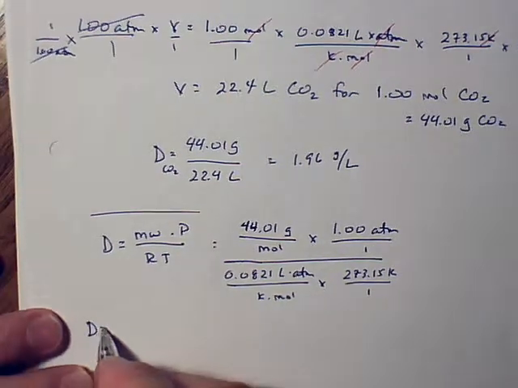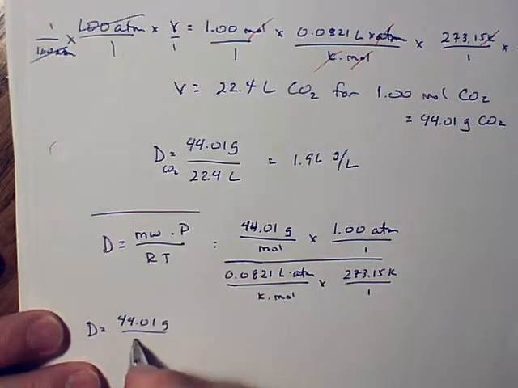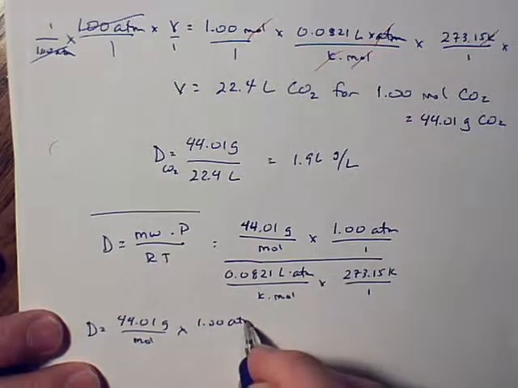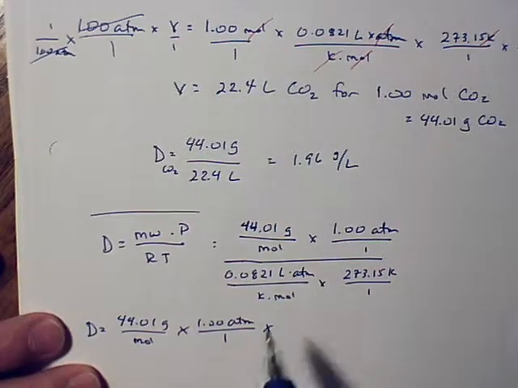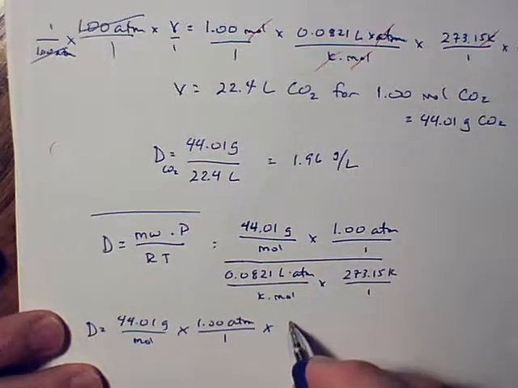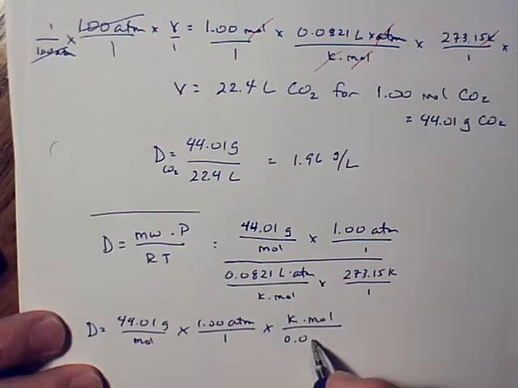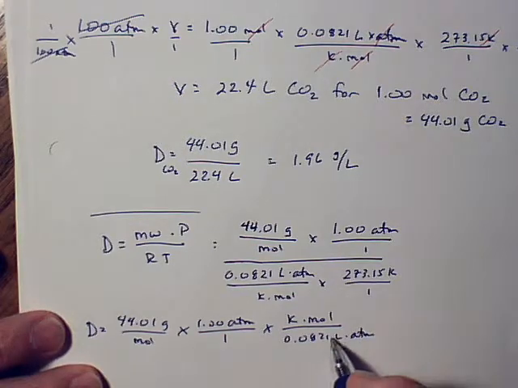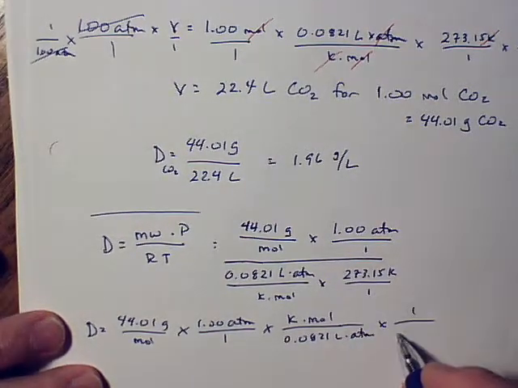So density is equal to 44.01 grams per mole times 1.00 atmospheres over 1 times, we're going to flip this now, Kelvin times moles over 0.0821 liters times atmospheres. So Cassoni, is this what you did? I'm going to flip this.